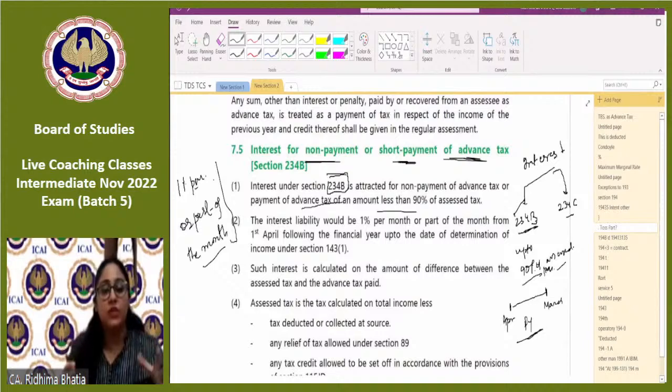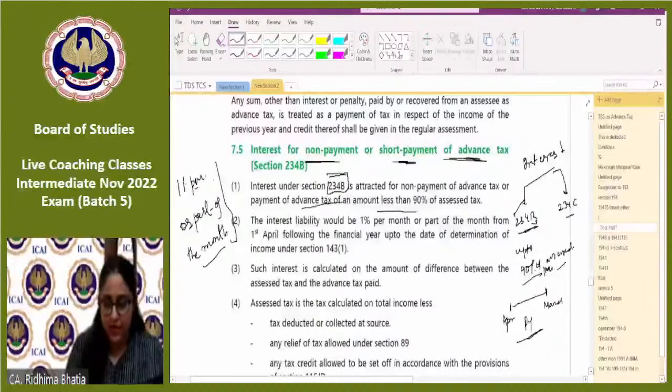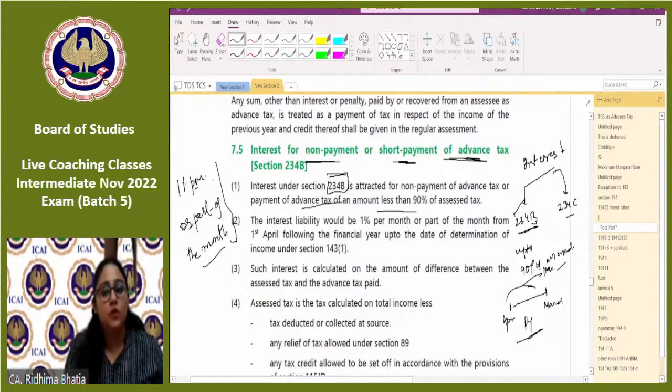No rectifications. Think, I have to pay advance tax from this time to this time, right? So the interest would start from the period when this time is over. So the interest would start from the 1st April of the following financial year, or the 1st April of the assessment year, up to the date of determination of income under Section 143(1). You will say, ma'am, what is 143(1)? So basically, the government assesses your return.